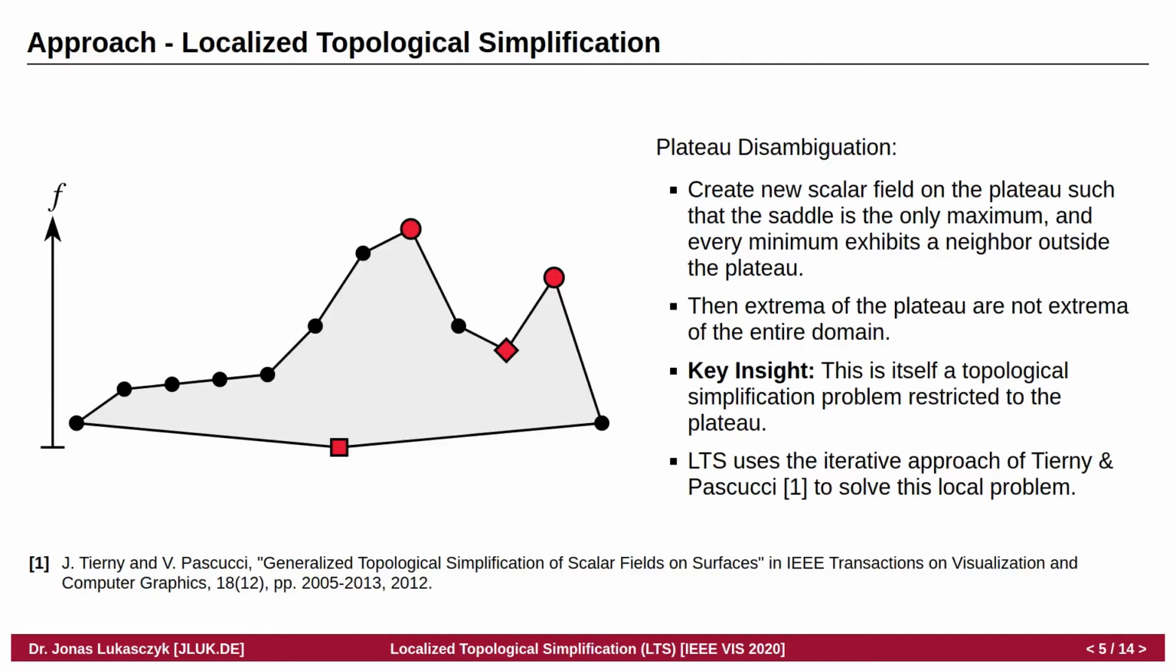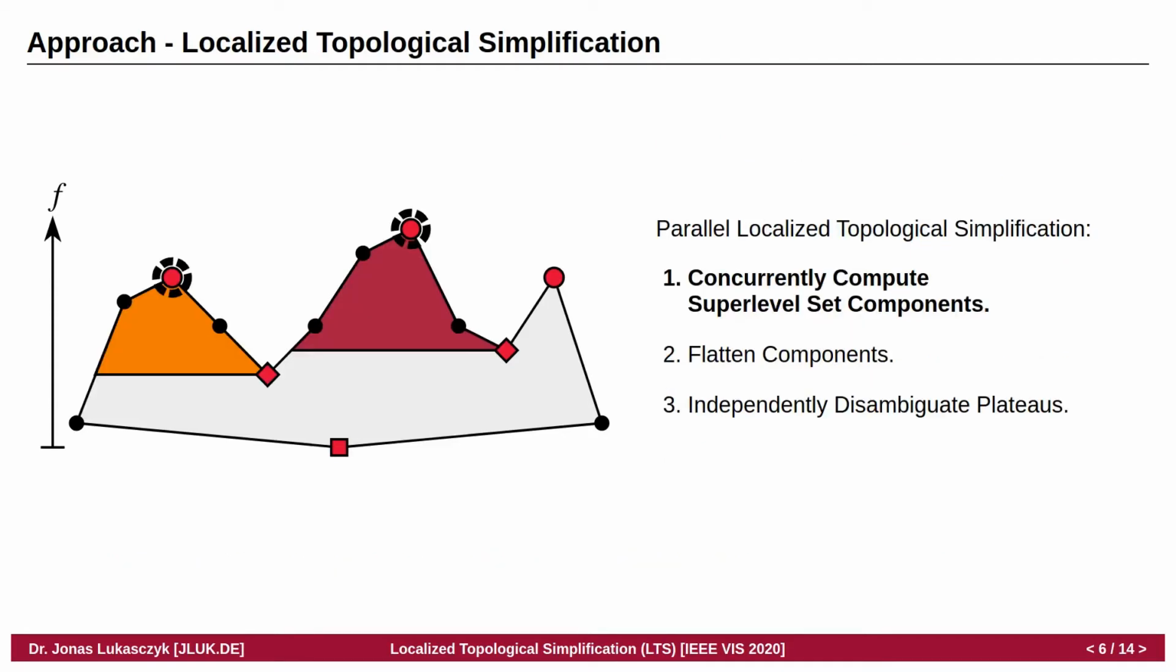The key insight to observe here is that enforcing these criteria is itself a topological simplification problem restricted to the plateau. Solving this local problem in arbitrary dimensions is very technical and you can find the details in the paper, but LTS essentially follows the iterative procedure defined by Tierney and Pascucci to solve this local simplification problem. On my webpage you can also find some additional slides that animate this procedure in detail for a more complex example.